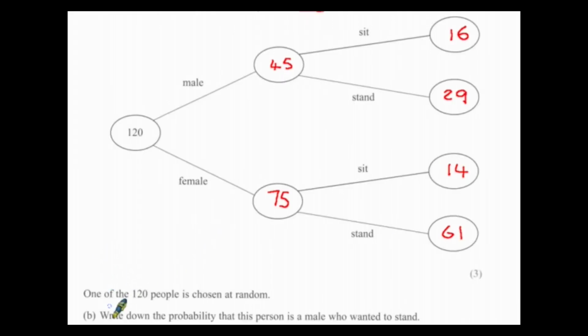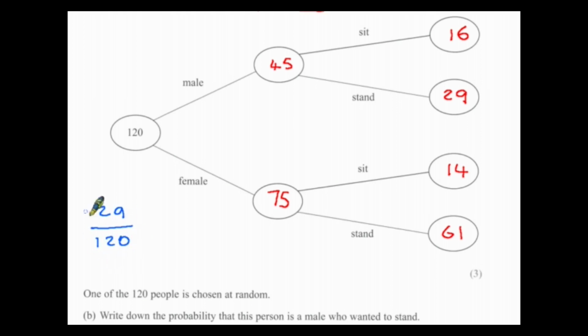We then have a second part to question 15, and it's telling us that one of the 120 people is chosen at random, and we have to write down the probability that this person is a male who wanted to stand. Therefore, we have 29 males who wanted to stand. So the probability is 29 out of 120.